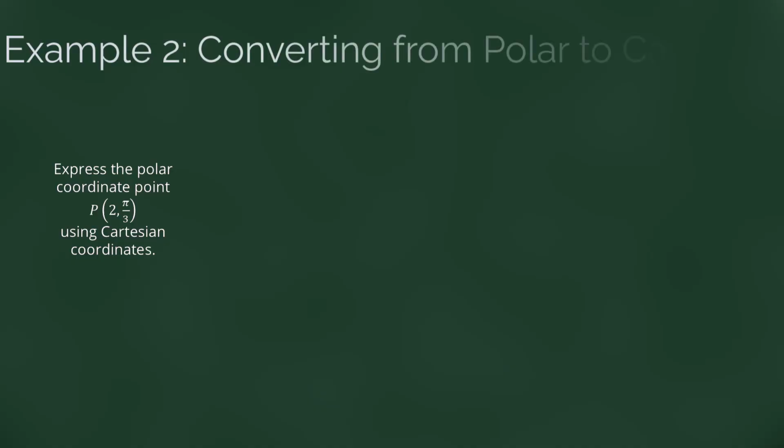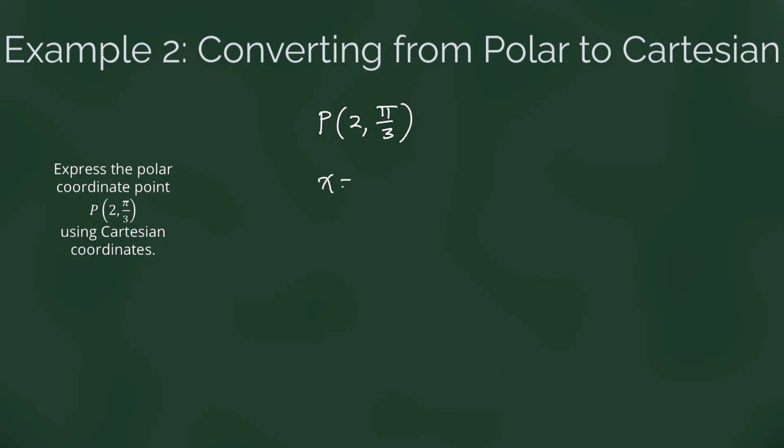Now that we have a few different polar versions of that point, let's see if we can write it using Cartesian coordinates. So we're starting off with the polar point 2 comma pi over 3. We know that x is going to be equal to r times the cosine of theta. So in this case, x is 2 times the cosine of pi over 3. Similarly, y is going to be r times the sine of theta, which will be 2 times the sine of pi over 3.